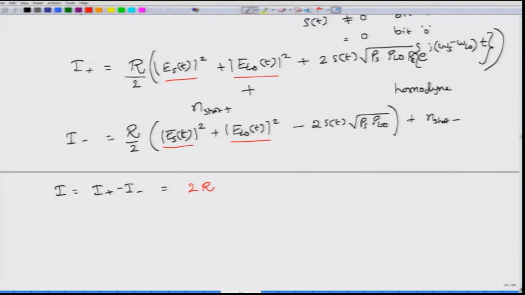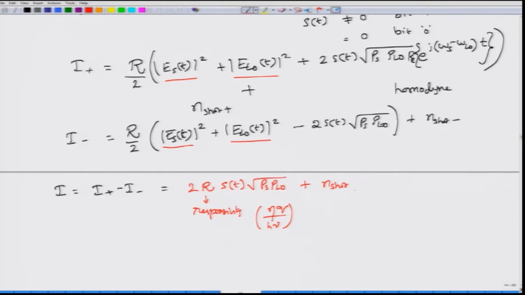Please remember, this R is responsivity. Okay. This is responsivity which is related to quantum efficiency in this manner, eta q e by h nu, as we discussed in the photoreceiver circuits. So, you have 2R S of t. I do not really have to say S of t as summation signal because I am considering only one period, and in that bit period, S of t can be either plus 1 or 0 depending on whether we are transmitting bit 1 or bit 0. Okay. Times square root of Ps PLO, and then you have the total noise component.